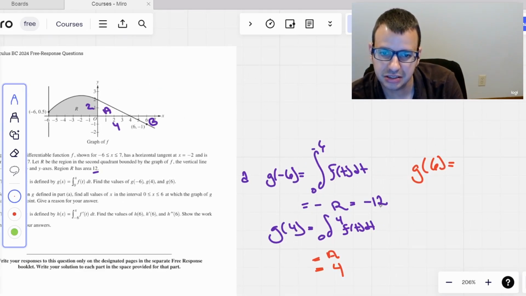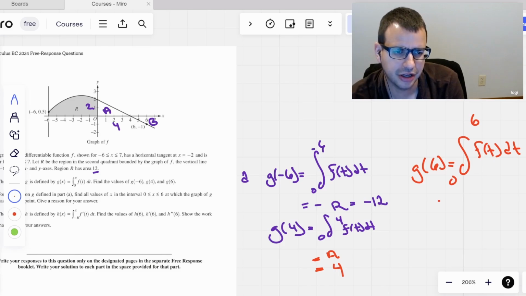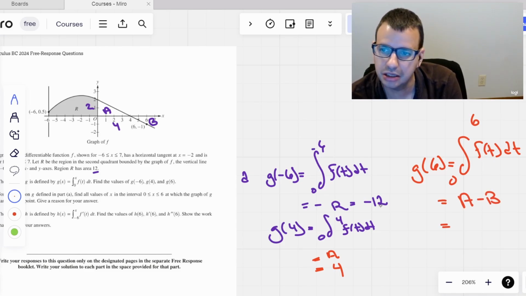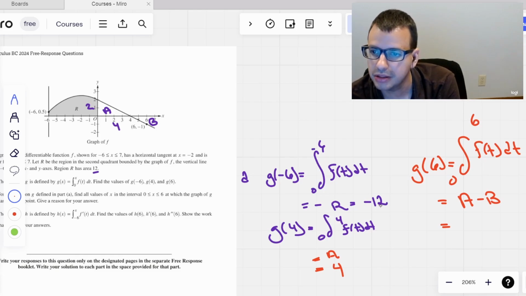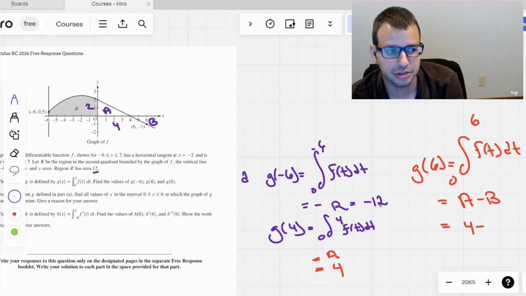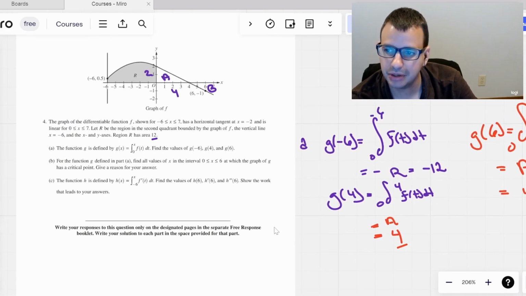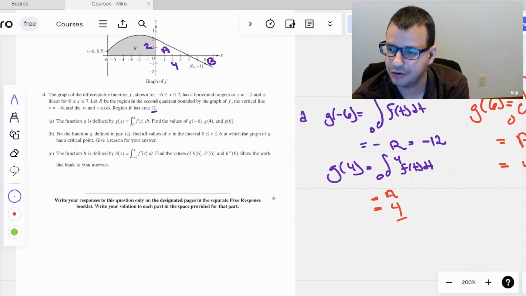So g of 6, that's going to be the same concept. The integral from 0 to 6 of f of t dt. I don't know if you have to write all this. I'm being a little bit more formal than I normally am. Region A minus region B. That's a 1 by 2. So this is going to be 4 minus 2 times 1 is 2, divided by 2 is 1, which will give us 3. Yep, and so it's an easy problem that is just asked in a difficult way, which is par for the course.